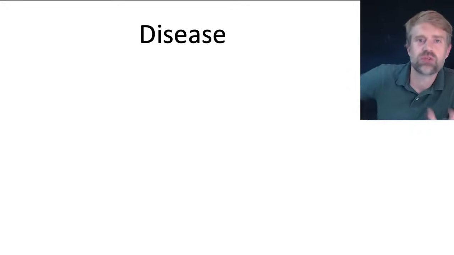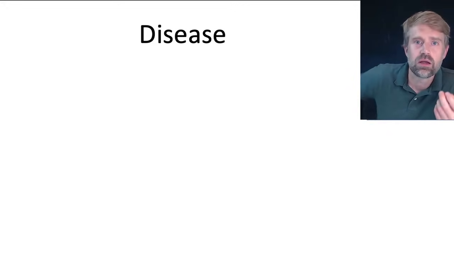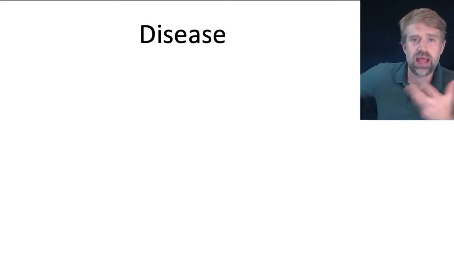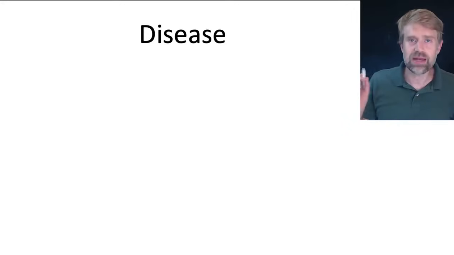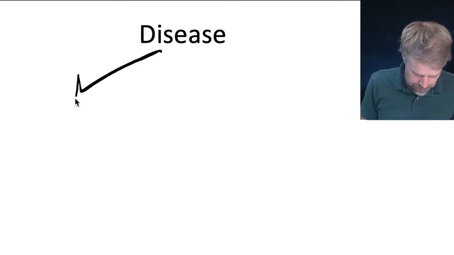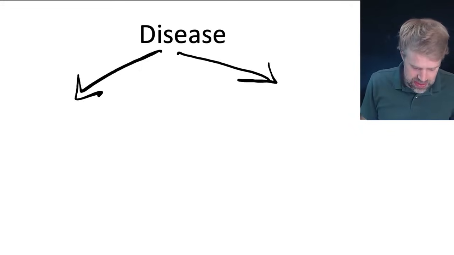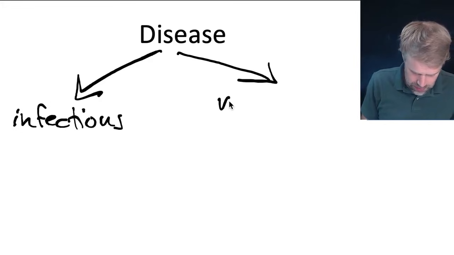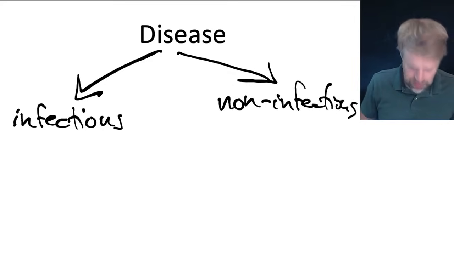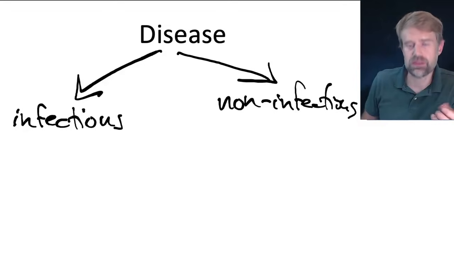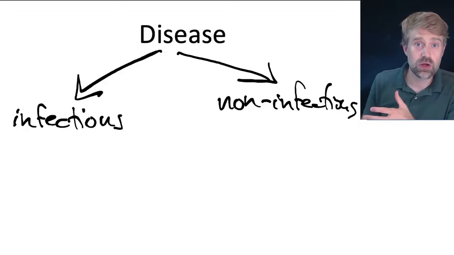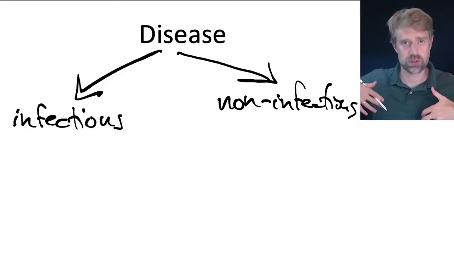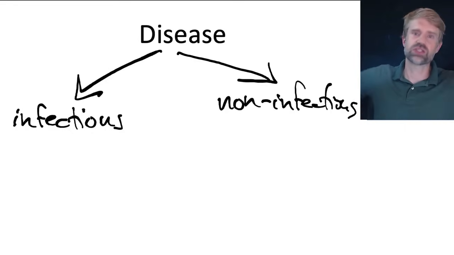The TEAS is going to give you a disease, and it's going to ask you what the cause is. And we can break this down in a couple different ways. Okay, so disease can be infectious, or it can be non-infectious. Now, if a disease is infectious, that means that it can spread from person to person, or you can get it from the environment. Okay, so an infectious disease, the flu.